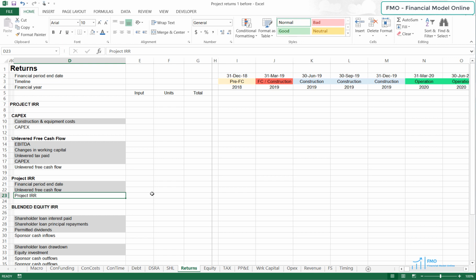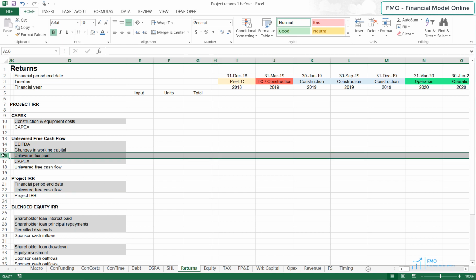The purpose of modeling the project return is to be able to compare the investment returns across different projects before the effect of the debt financing. Leverage enhances equity investors' returns. However, what we are looking for with project IRR is, for lack of a better word, the intrinsic strength of the project. We will model the unlevered tax paid on the tax sheet.